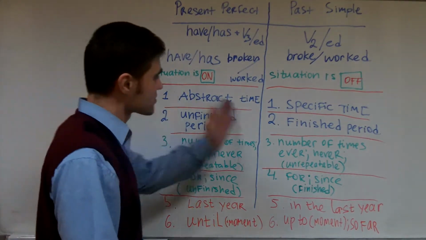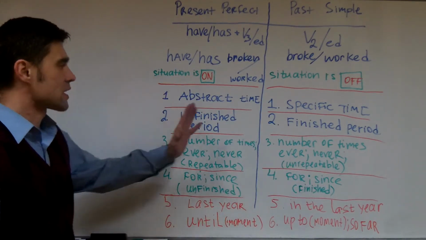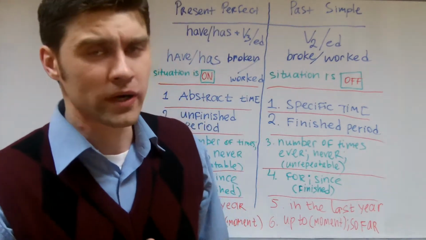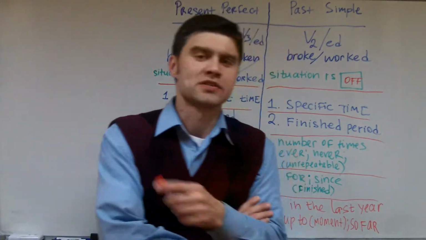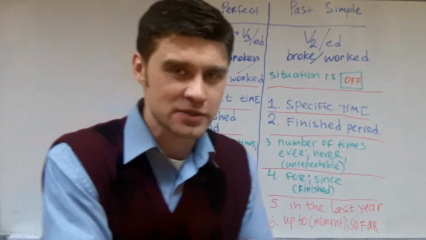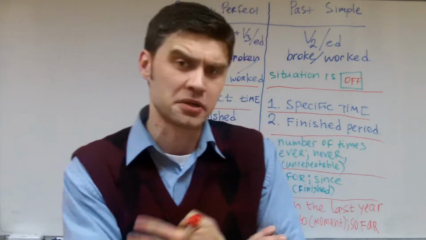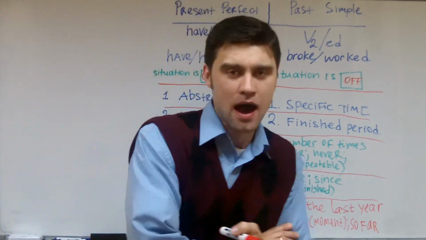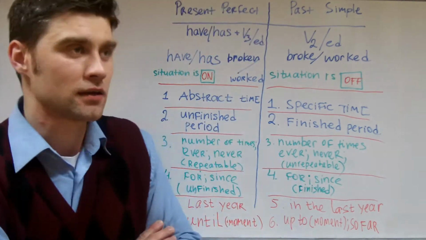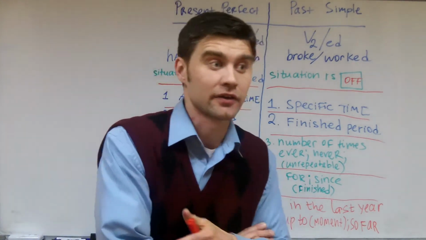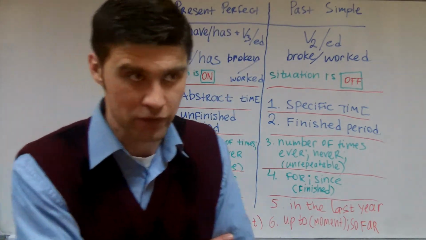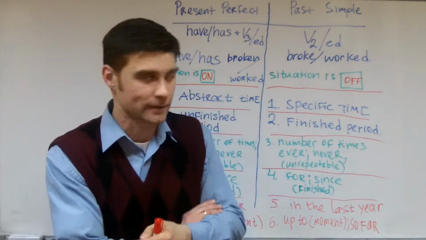First of all, difference number one: if we use an abstract time, we use present perfect. What's abstract time? Nothing specific. Such words as already, just, recently, not yet, classically speaking, have to be used with present perfect. Of course, in American English, it's less common. In American English, you could say we already did. But in classic English, especially British English, it's more popular to say we have already done it, or, with a contracted form, we've already done it.